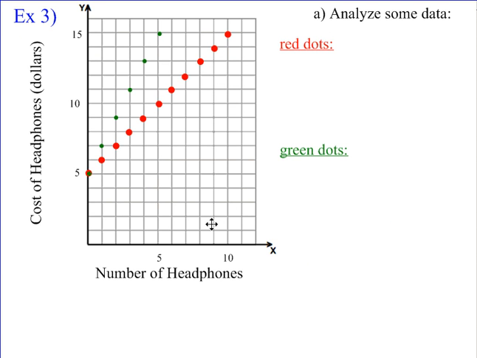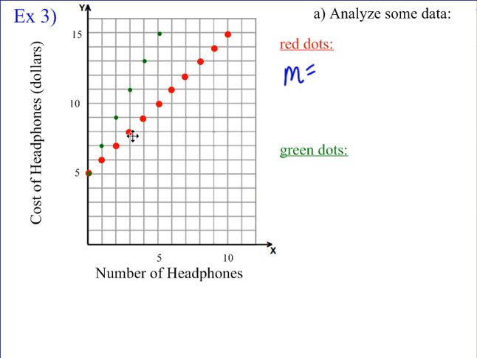So I have a real world example here for us. And if we take a look at what's going on, here I have 2 companies, the red dot company and the green dot company. And I'm taking a look at buying headphones. So we notice that on the x-axis of the graph, we have number of headphones. On the y, we have the dollars, or how much headphones are going to cost. So in order to analyze our data, we're going to find out what the slope represents first.